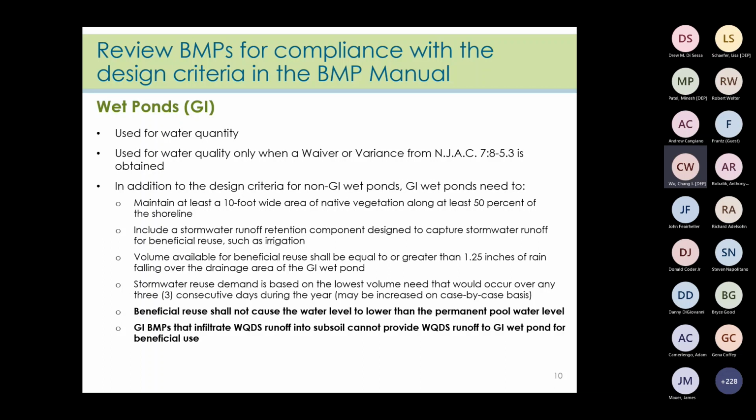And for the GI wet ponds, I'm seeing a rising trend to use a GI wet pond that incorporates a series of under-drained small-scale BMPs. So you would have the small-scale under-drained BMP that provides water quality treatment, and then the runoff would be directed to the GI wet pond for water quantity treatment. And by this design, you don't need any waiver or variance. So we are seeing a rising trend of designs that use this type of combination.